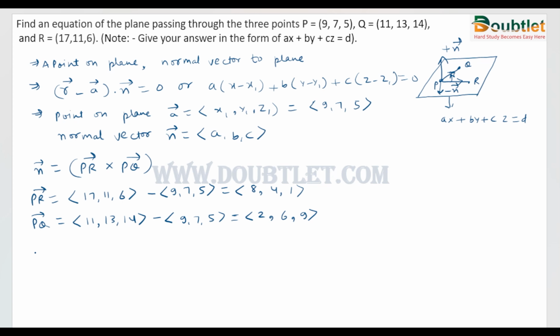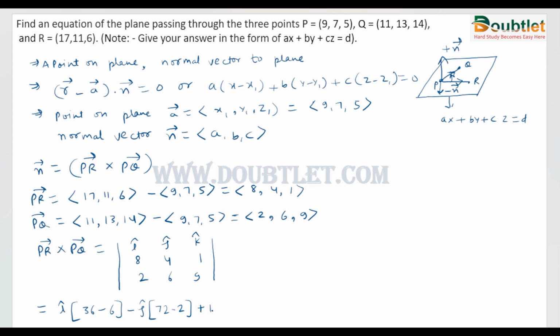Okay, now to find the cross product PR cross PQ, we will simply use the determinant method, i, j, k. The next row will be 8, 4, 1, and the last row will be 2, 6, 9. Now if we multiply i cap by 4 multiplied by 9 minus 6 multiplied by 1, this will become 36 minus 6. Now we will use a negative sign and take j cap. We will eliminate the second column and first row. So we will get 8 multiplied by 9, which will become 72, minus 2 multiplied by 1. Then plus k cap.